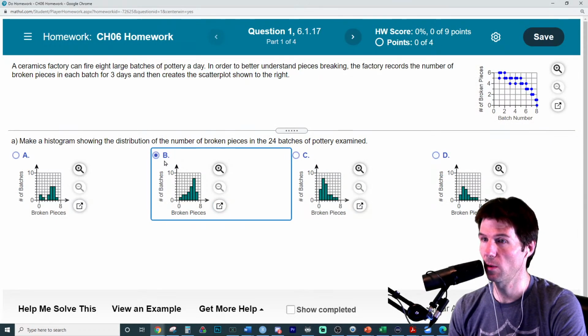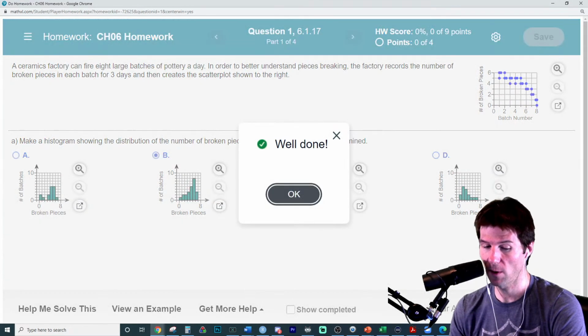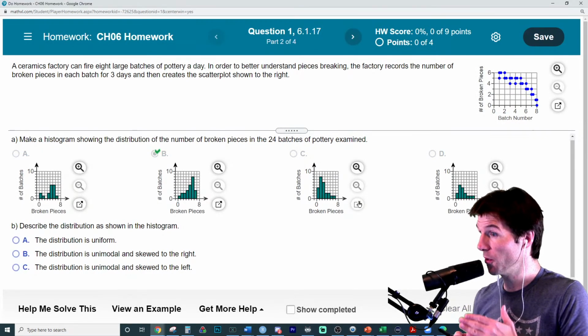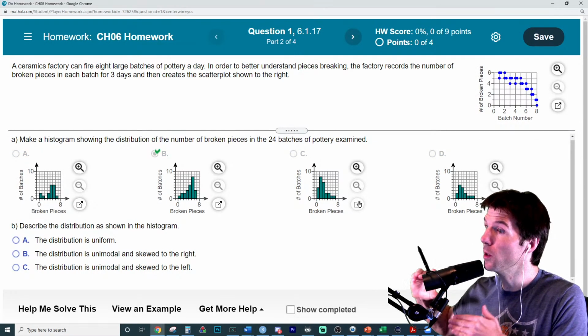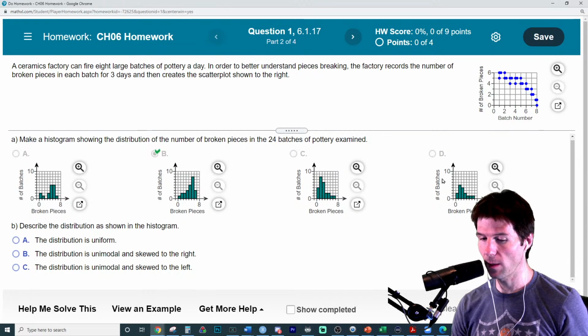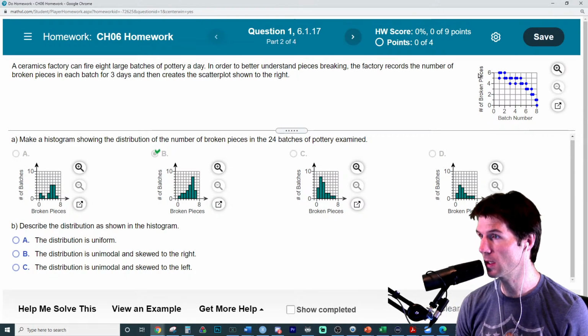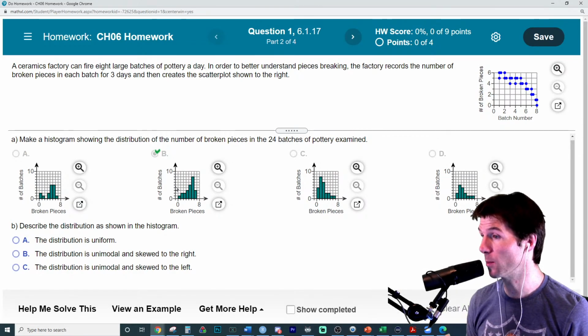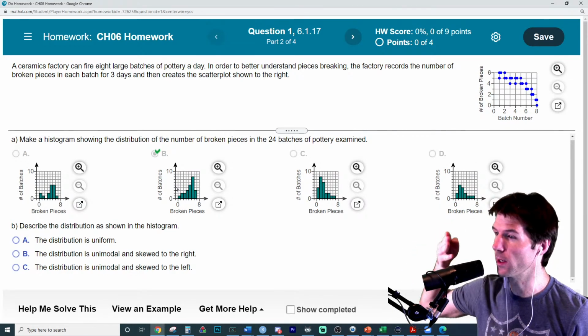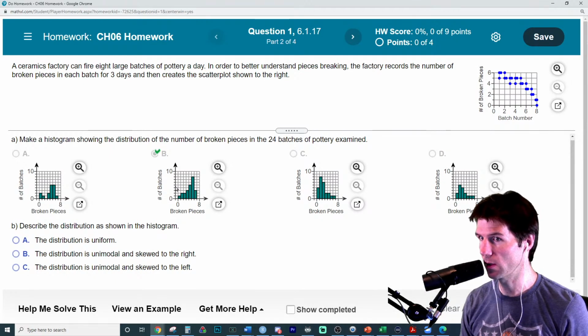And being able to trace across and making it make sense is key right there. So you're only looking at the y variable and making it a univariate graphic. So this is a bivariate: as batch number increases, how does that impact broken pieces? And this is only looking at the broken pieces. We're not looking at that batch number anymore. We're just looking at the univariate sense.